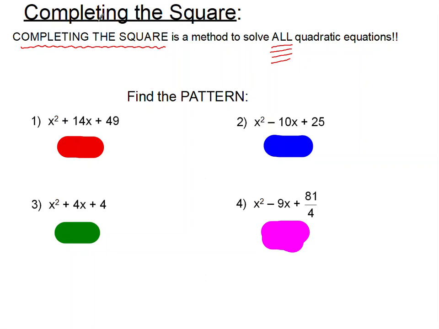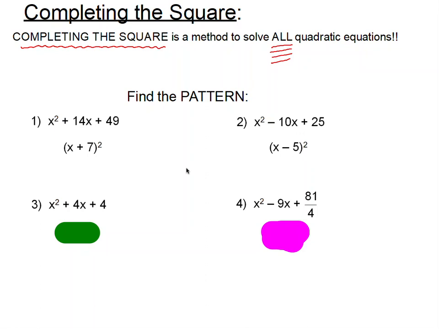Before we get into the specifics of completing the square, I'd like to look at the pattern that will happen in the middle of our process. I have four special trinomials listed right here and their factors underneath. I'm going to reveal the first two, and I'd like to see if we can find a pattern of how we get from the trinomial to its factors.